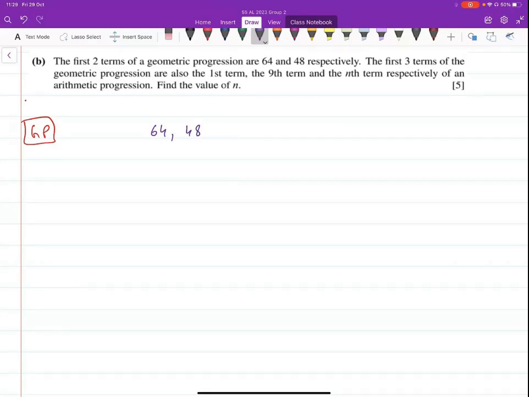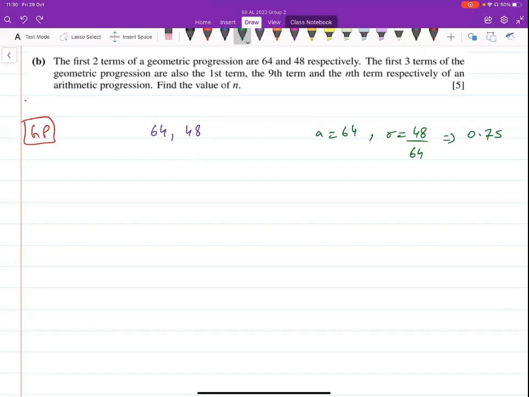So if this is the GP and these are the first 2 terms, can we find the first term? That's actually pretty obvious. That's 64, given there. Can you find the ratio from this? What would the ratio be? Yes, 0.75. How do we get that? We say 48 over 64, the next term divided by the previous term. So the ratio turns out to be 0.75. We can find both of those things from this information: a is 64 and the ratio is 0.75.